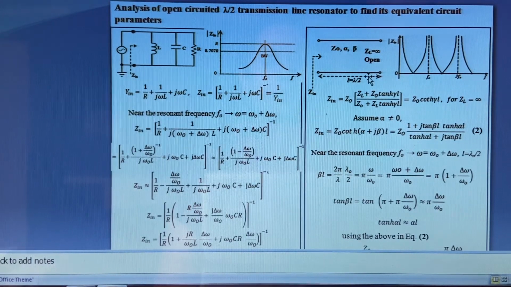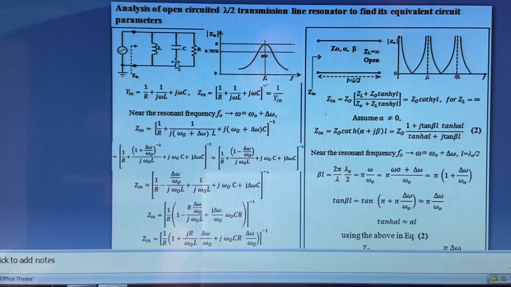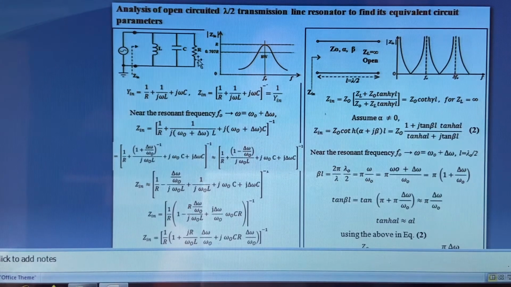As we discussed in the previous topic, a lambda by 2 open circuited transmission line behaves like a parallel RLC circuit, as shown in this figure. So the equivalent circuit parameters L, C and R, we can obtain in terms of the transmission line parameters, that is Z0, alpha and beta of this transmission line, where the length l is equal to lambda by 2, and it is open circuited at one end.